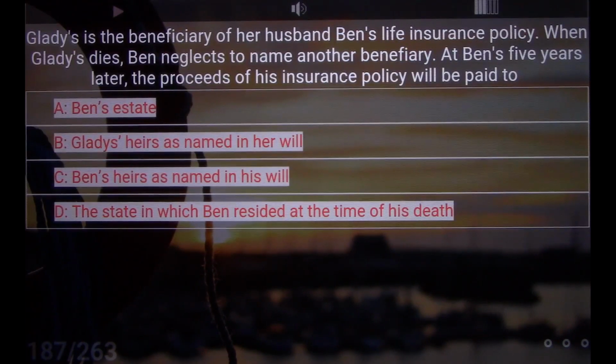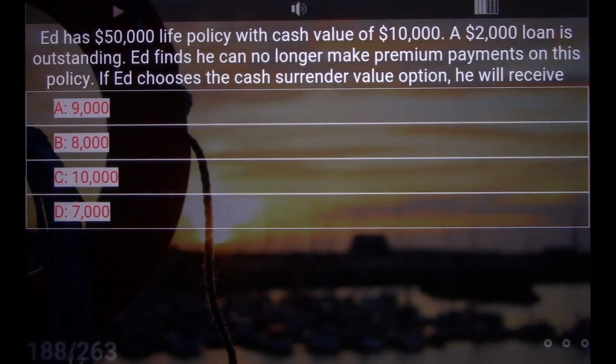Gladys is the beneficiary of her husband Ben's life insurance policy. When Gladys dies, Ben neglects to name another beneficiary. At Ben's death 5 years later, the proceeds of his insurance policy will be paid to A. Ben's estate.